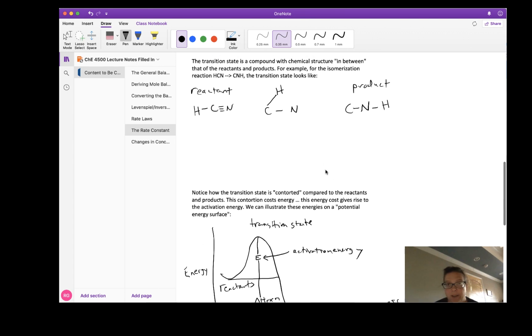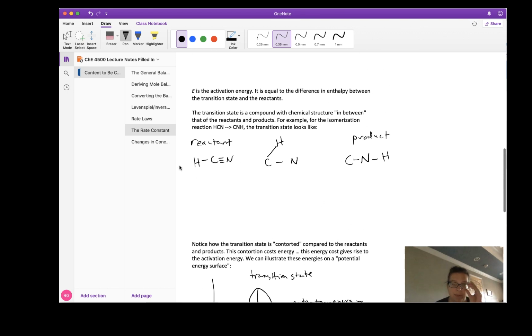So if we go back to our isomerization example, the progress might be this angle, if you're looking at the NCH angle, for example, what went from being 180 is now 0. So I go from about 180 to maybe 60 down to 0.